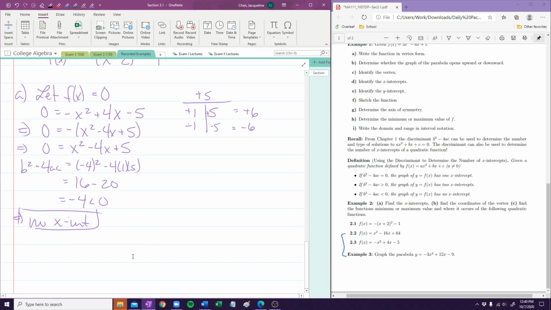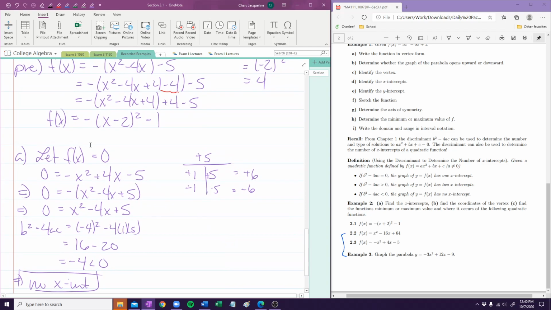Okay, so yeah, even just by using this discriminant, you don't even need to show me that there's any i's. You just need to find a discriminant. If it's negative, then you can automatically say no x-intercept.